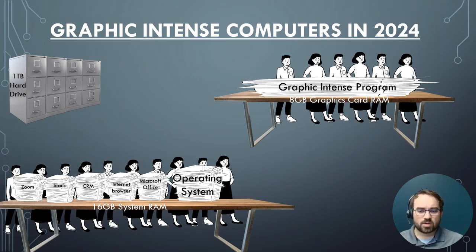And up in the right corner, we have a graphics card. It has its own table with 8 gigabytes of RAM, and it has its own processors or processing cores in the background. So the beauty of getting a computer that has a graphics card or GPU is that when you're opening graphics intense programs, it has its own workspace.